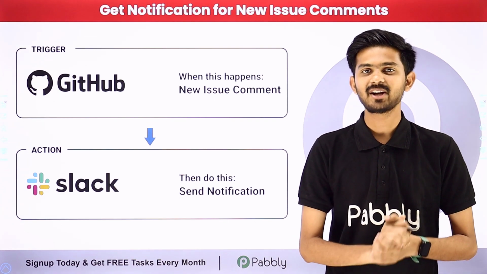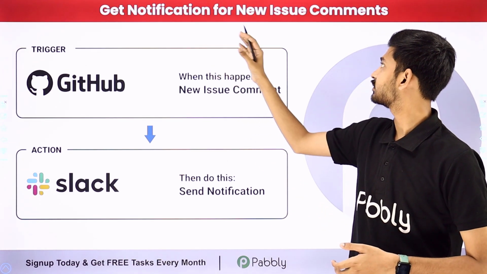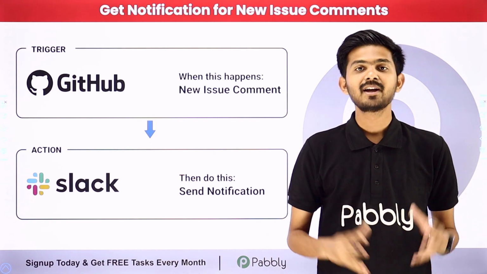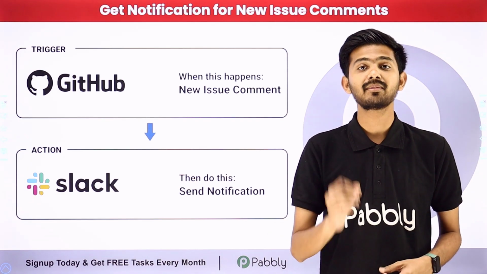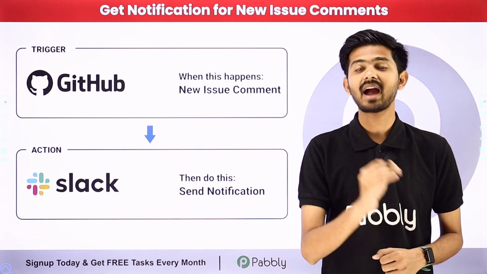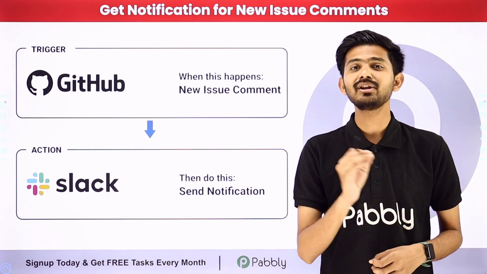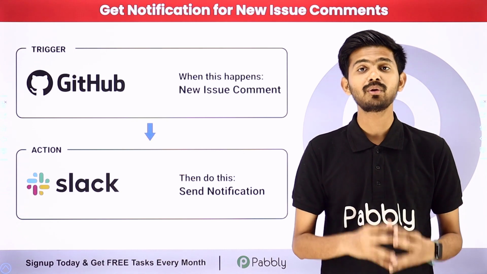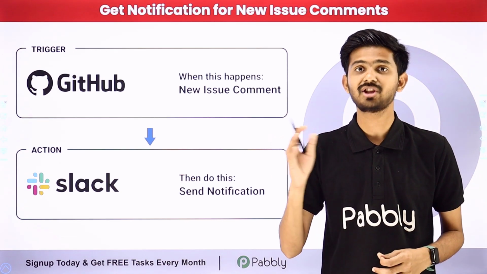Hello everyone, today our topic is how to get notification for new issue comments. So here my objective is that whenever I receive a new comment on my issue in GitHub, then automatically I'm going to capture the details of that comment and use these comment details to send a notification automatically on my Slack channel.